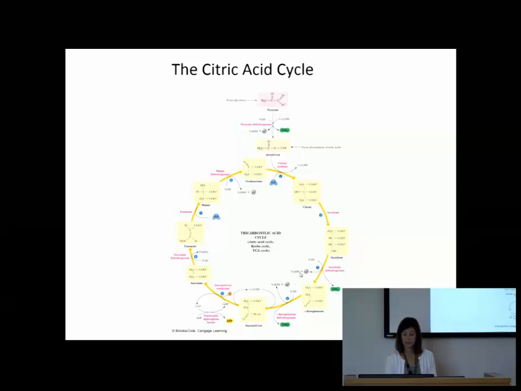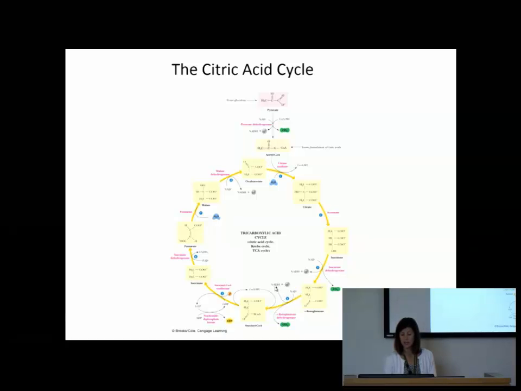The next step, we're going to lose another carbon dioxide. We're going to lose it here, but we're going to condense with a coenzyme A. All right, so we put that on here. That is also an oxidation. So what we're doing is we're reducing an NAD to NADH.